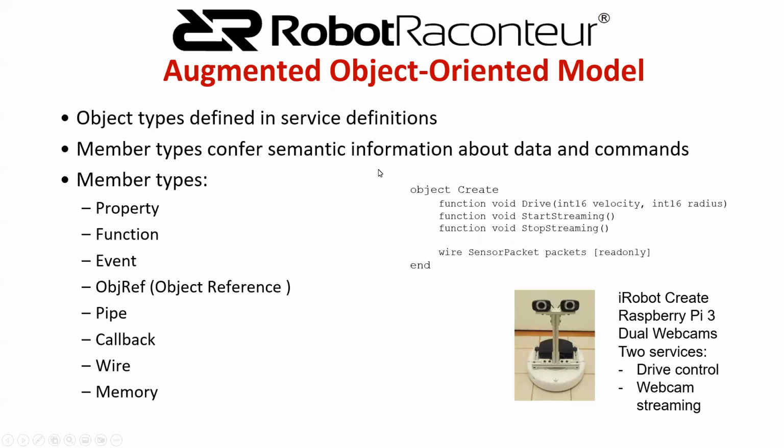And the enhanced member types contain a lot of semantic information about how data is communicated and how commands interact with the client, much more so than a lot of other systems which have a less rich object model.